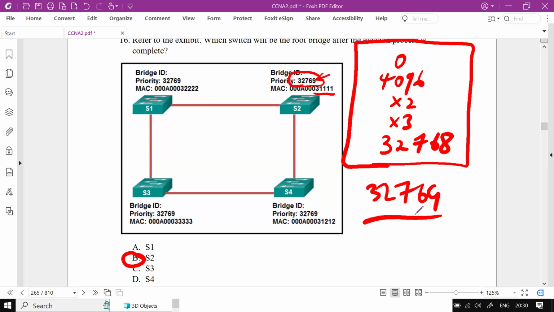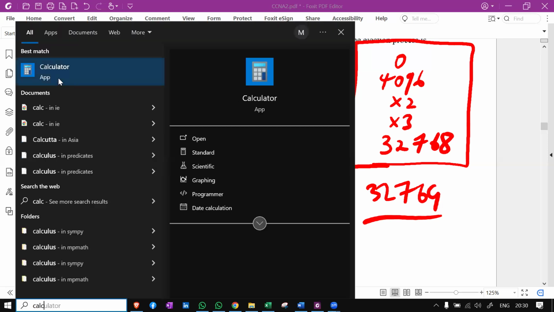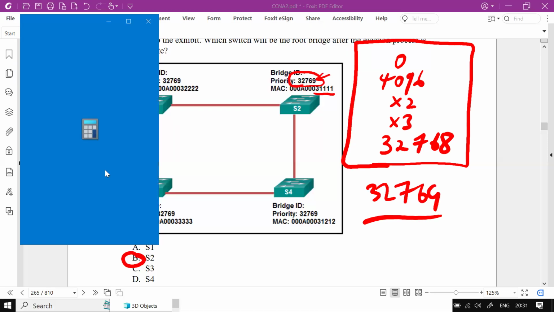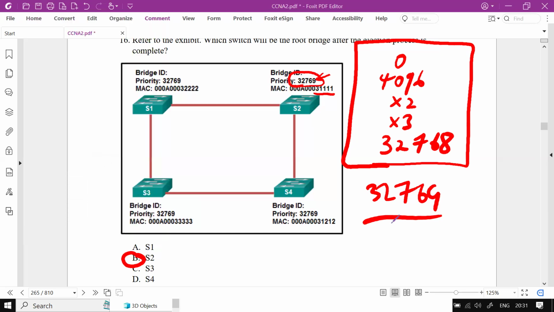Those are the values of bridge priorities: 0, 4096, then multiples of 4096 as we go, including 32768. Let me check if 32768 is a multiple, just to confirm. Yes, 32768, according to what was in the notes, was the default. We mentioned default bridge priority. Yes, that's correct. That's exactly what I said.